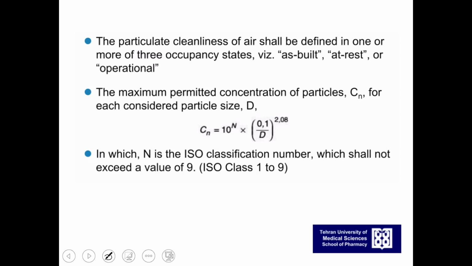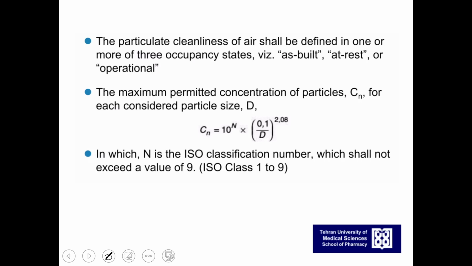So the particle cleanness of the air shall be defined. How can we decide the size of that clean room? Cn equals 10 to the power n into 0.1 upon D to the power 2.08, in which n is the ISO classification number, which shall not exceed a value of 9. ISO class 1 to 9. So we have defined the clean room from class 1 to 9.